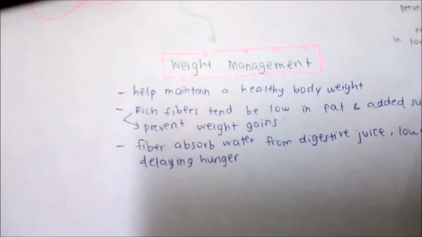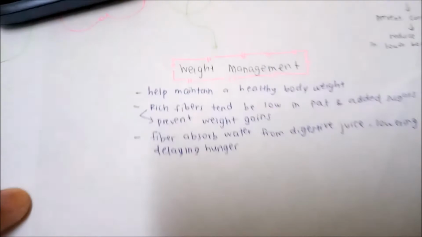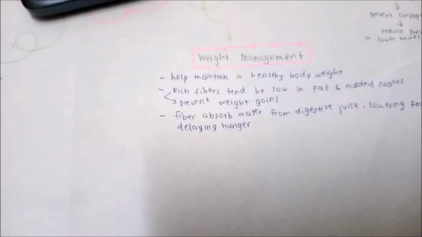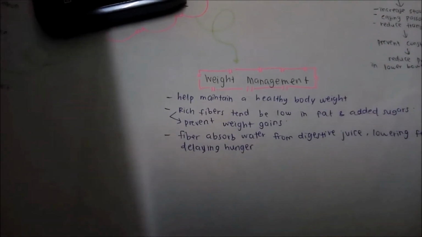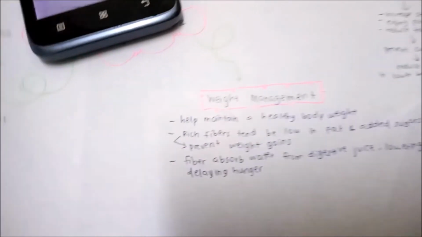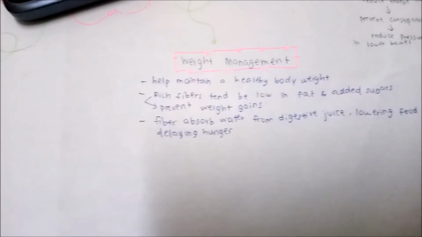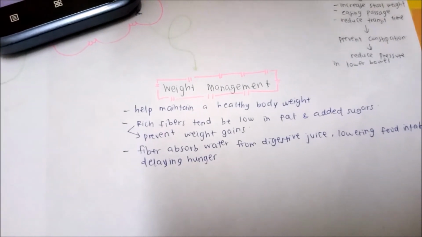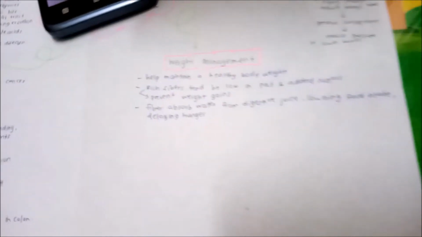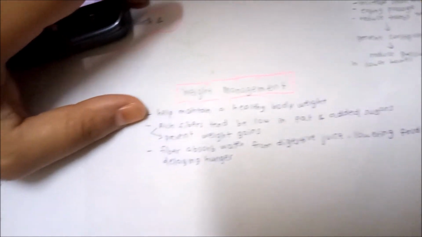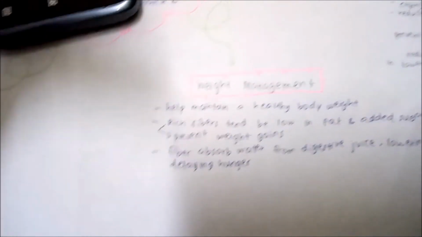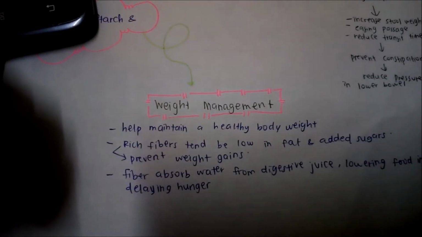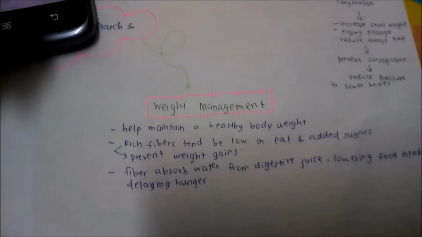Okay, last sekali iaitu weight management. Okay, dia akan dapat membantu dalam maintain a healthy body weight, di mana rich fiber tend be low in fat and added sugar, dan ia dapat prevent daripada weight gains. Okay, fiber absorbs water from digestive juice and lowering food intake. Selain itu juga ia dapat delaying hunger, dapat melambatkan rasa lapar.